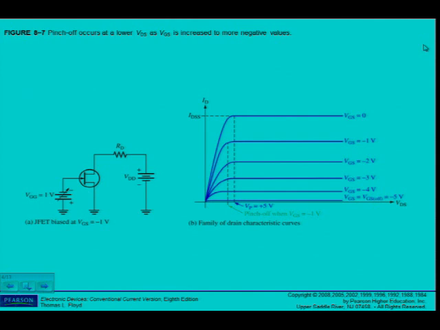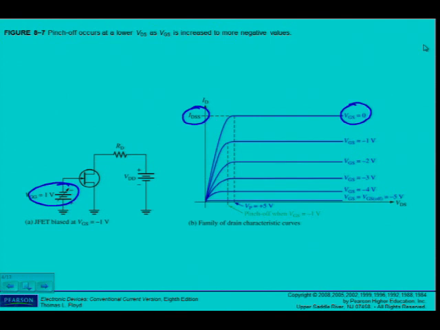Alright, here is a whole family of curves again, the same as we had with the BJT. You can see now that I am biasing. My VGS is not at 0 anymore, so I can adjust it. It's a variable power supply. And remember, when VGS was equal to 0, that is the maximum current for this device. The maximum current that I get for a specific JFET, I get from the data sheet, regardless of the external circuit.